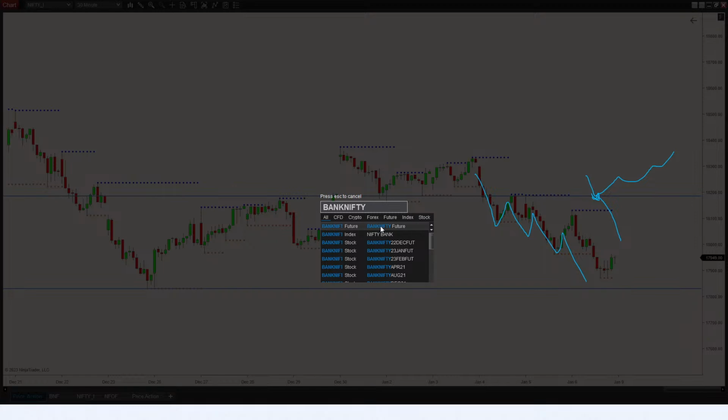So this is where we have the Bank Nifty futures. Meanwhile, if you have any particular questions, take a note of them and feel free to ask them in the Q&A session. I'll be happy to answer them.